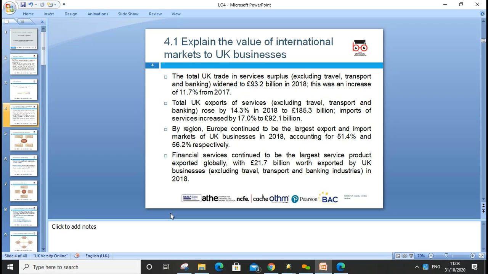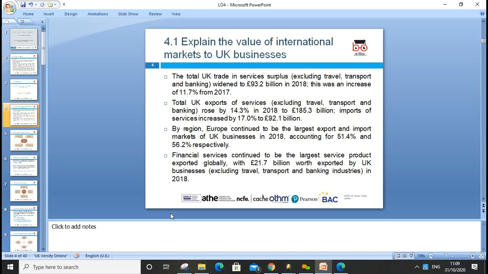Of course, from last year until now, economic activity slowed down due to a number of reasons, and one of them was COVID-19 and Brexit as well, with some uncertainty, but that will pick up again. For the time being, UK export of services, excluding travel, transport and banking, rose by 14.3%. The service industry is a key industry and a big contributor for the UK. Think about how many awarding bodies deliver education throughout the world, and the government is making immigration policies to boost them after Brexit from January 2021.